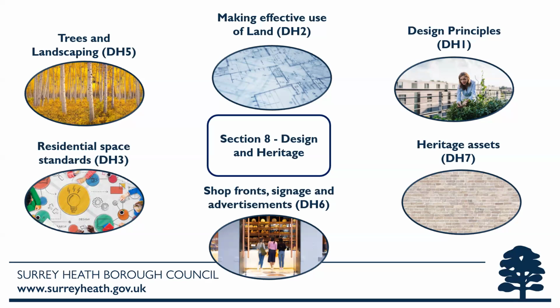Policy DH5 sets out a robust approach to trees and landscaping that encourages the retention of trees and new sustainable landscaping that will enable trees and landscaping to survive into maturity. Section 8 also provides policies in respect to shopfronts and advertisements, in addition to heritage assets, which the policy approach ultimately is to set an expectation that any heritage assets should be protected and enhanced in line with their significance. I think that completes our overview of local plan policies.